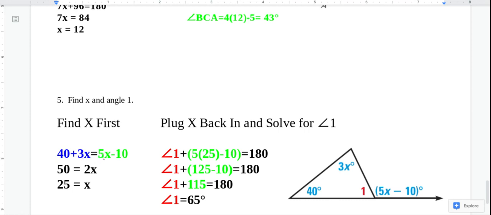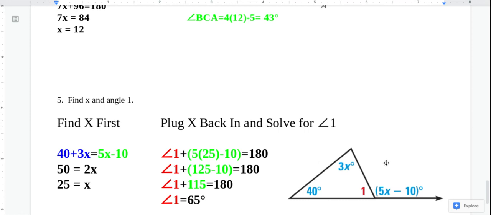Subtract 3x from both sides, and that will give you 2x. So 5x minus 3x gives us 2x. And then add the 10 to both sides. So 40 plus 10 gives us 50. So we have 50 equals 2x. We want to get x by itself, so divide by 2. So we have 25 equals x.